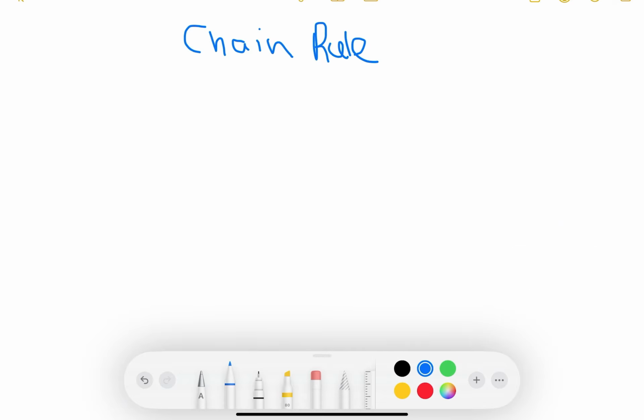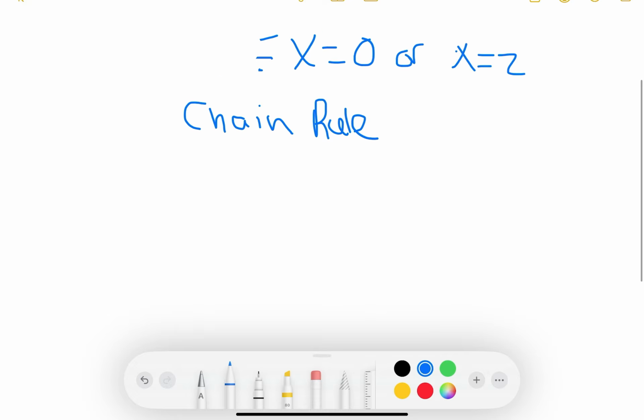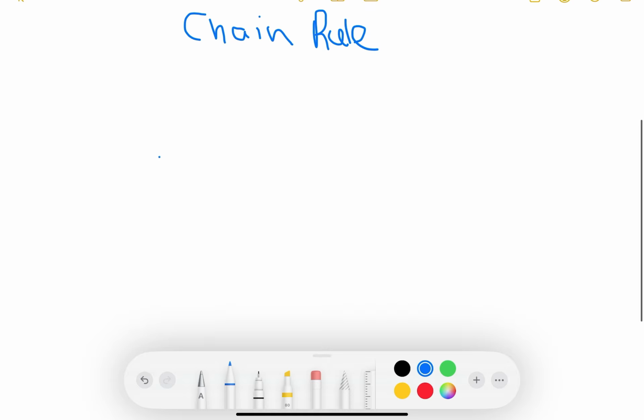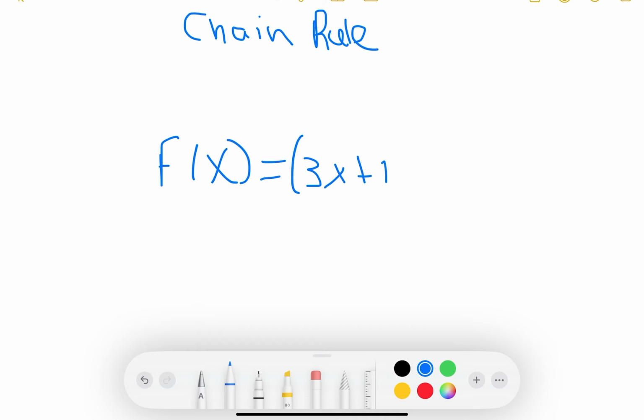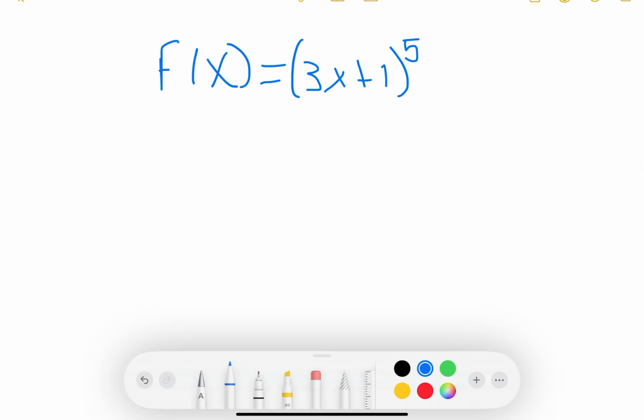So let's talk about chain rule. Chain rule is what we use when we're taking the derivative of a composition of functions, as if one function is inside another, like a math version of nested dolls. So you might see something like f of x equals (3x plus 1) with an exponent at the top. You're not just dealing with the power rule, you have to take care of the outside and the inside. And that's what the chain rule is.